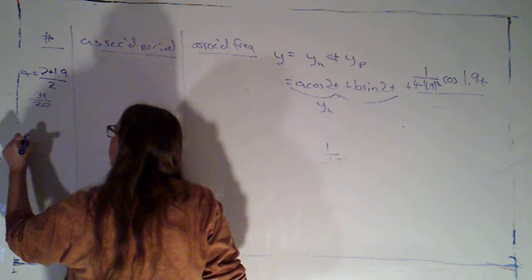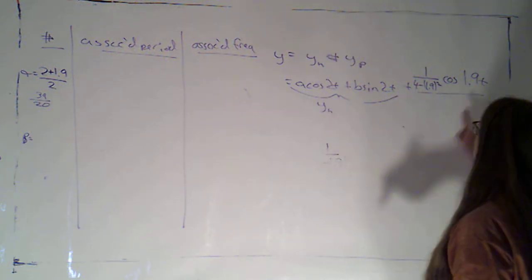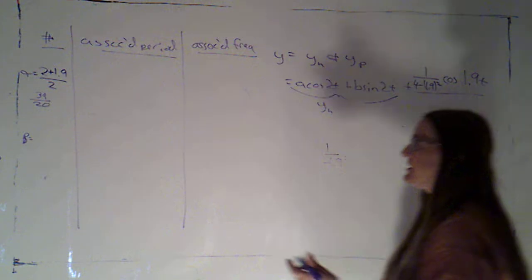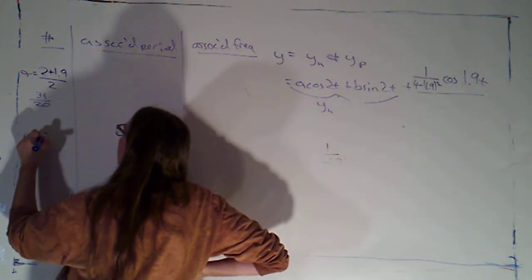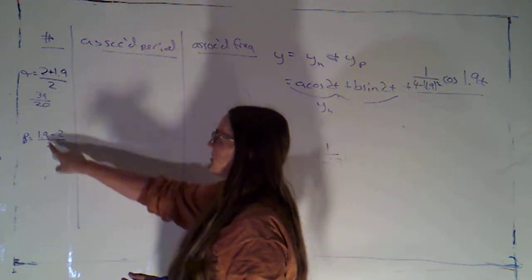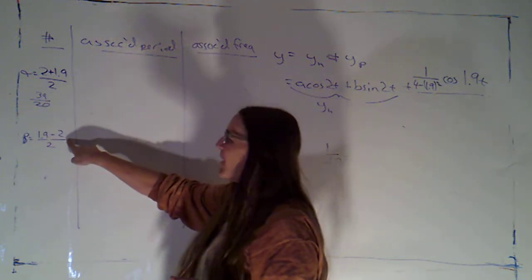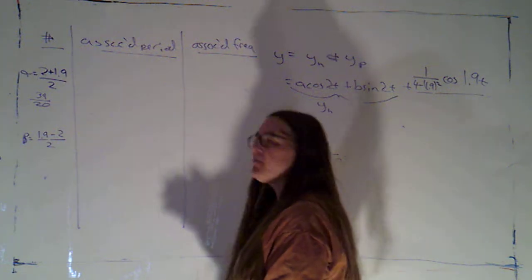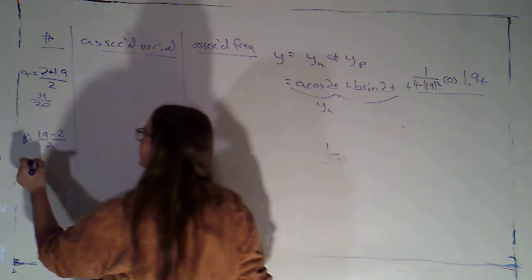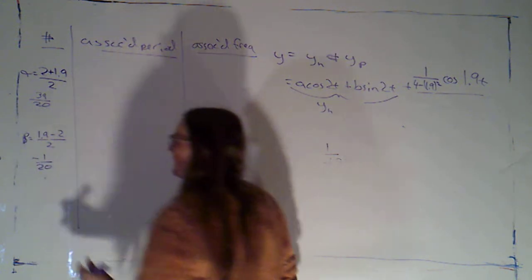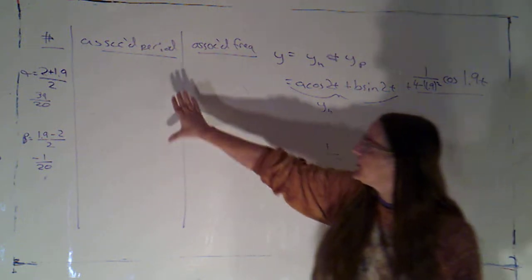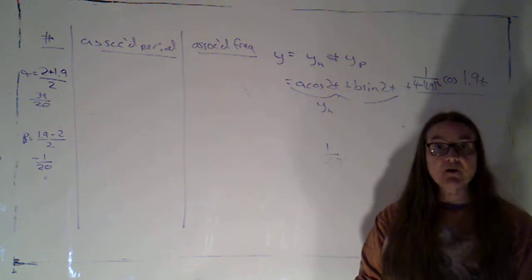Beta, on the other hand, is going to be this number minus this number, divided by 2. So 1.9 minus 2 over 2. So that's negative 1/10 divided by 2, which is negative 1/20. That's negative, but the absolute value of 1/20 is what's going to show up in calculating the associated period and the associated frequency.